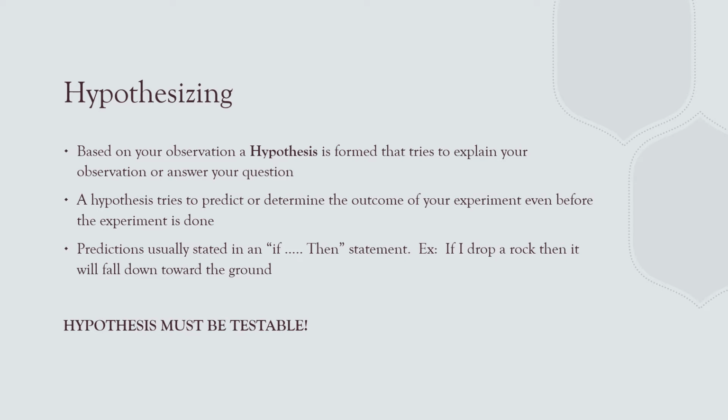If I add fertilizer, there's my if. Then grow faster, there's my then. If, then, clear, testable. Then I have to set up my experiment. I'll need two groups. The first group is called the control group. That control group will have no fertilizer. I have to have something to compare the results. If I say it grows faster, I have to have a comparison. That control group is your comparison. Everything must be the same between control group and experimental group except the variable, what you're testing.